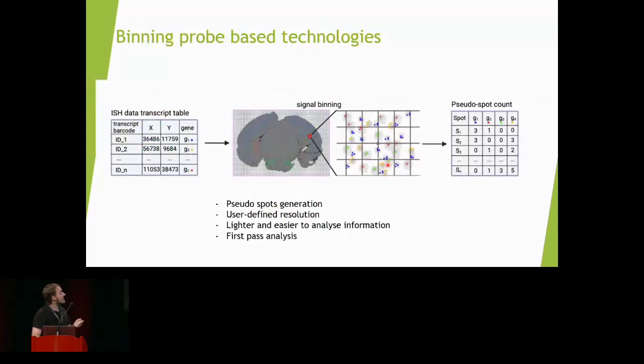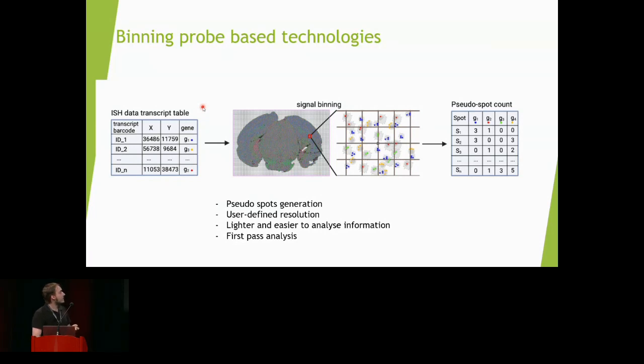So the way this works is that we create pseudospots by creating a grid over our sample, where we'll place each of the transcripts at the appropriate location. Then, by running the pipeline normally, you end up with something that's very similar to Visium.